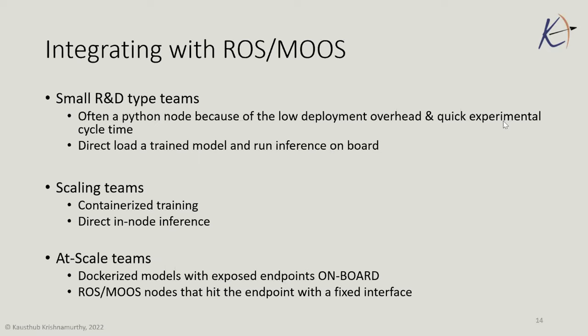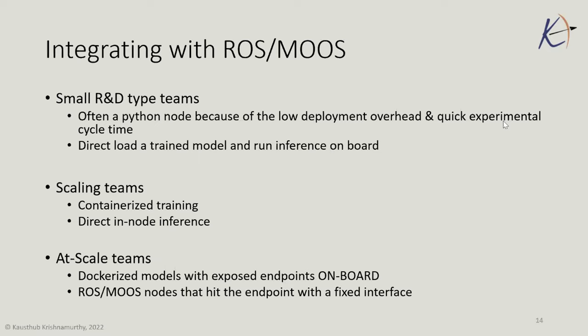So you could use essentially a Kubernetes cluster hosted on your robot with exposed endpoints to your model, and a ROS or Moose node that just hits that particular endpoint. So if I need to now go and build the same thing, rather than running all my training on local huge GPUs, which I was lucky enough to have, I would essentially leverage GCP or AWS and use Kubeflow pipelines to run all my data pipelining and then my training pipelines, model evaluation experiments, do all of that.